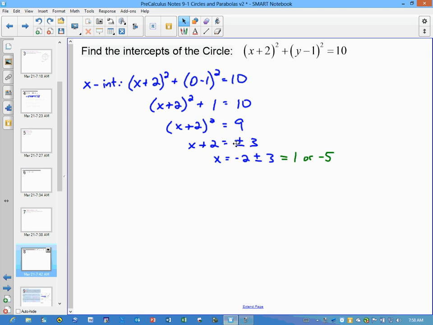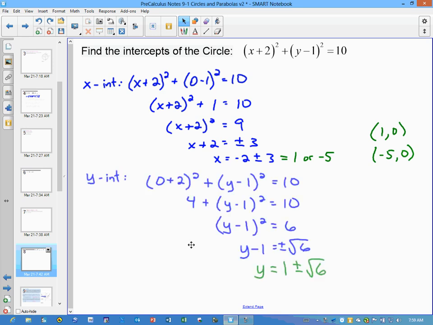And when I bring the 2 over, it becomes negative. And so we have -2 plus or minus 3. Well, -2 plus 3 is 1. And -2 minus 3 is -5. So these are my two answers. And these are the x-coordinates of the answers, which means the y-coordinates are 0. So these are my 2 points. (1, 0) or (-5, 0) are the two x-intercepts.